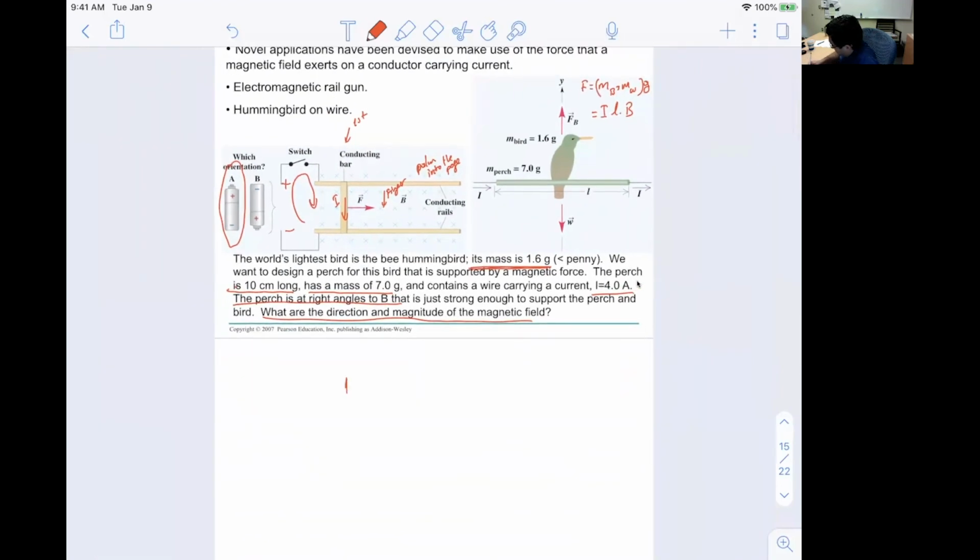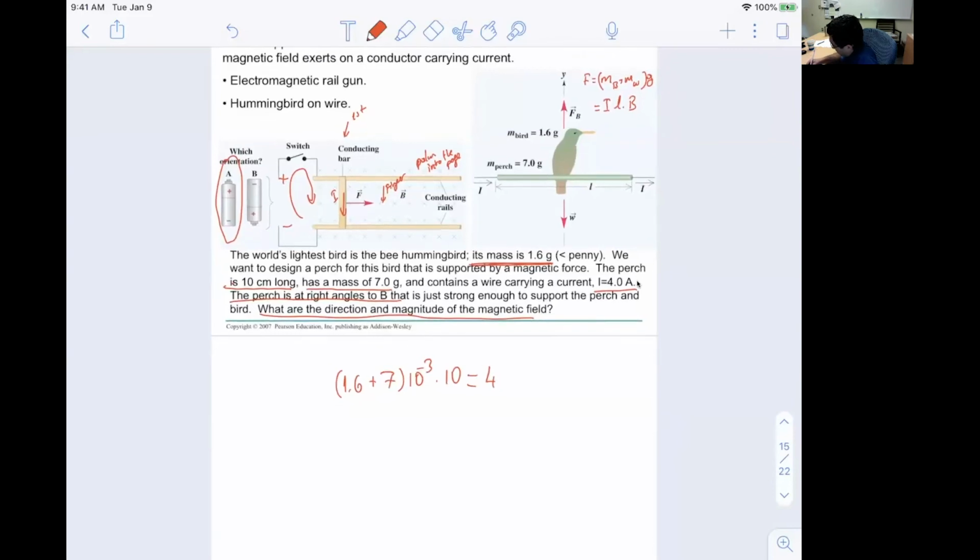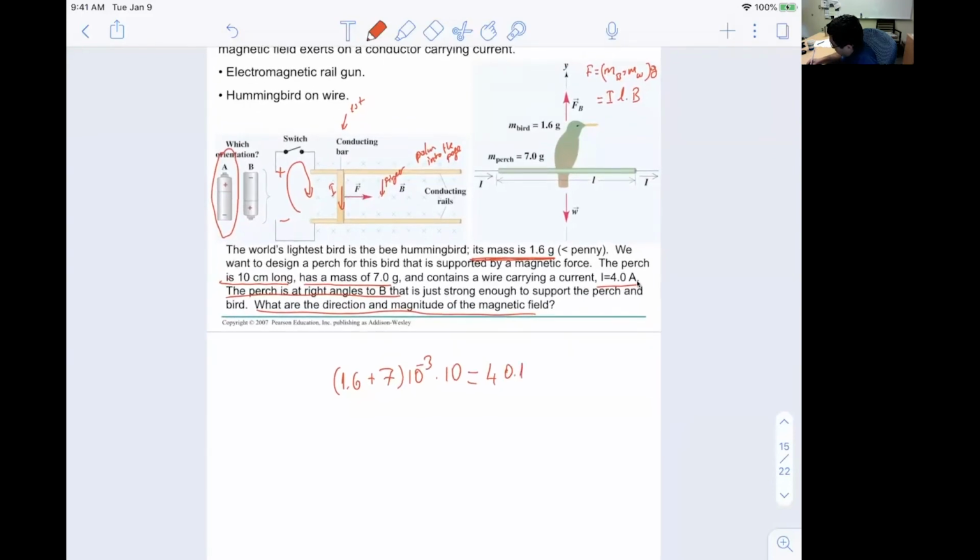So the 1.6 plus 7 grams, 10 to the minus 6, minus 3, which means kilogram. G is 10, right? So I'm making it a Newton. So the force: I is 4 amps, L is the distance, 10 centimeters, so it's going to be 0.1 meters, times B, that's what I'm looking for.